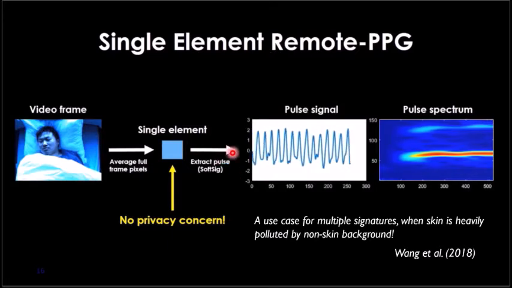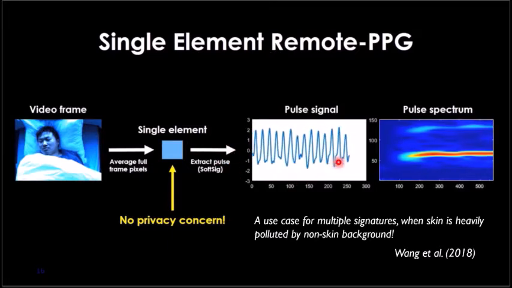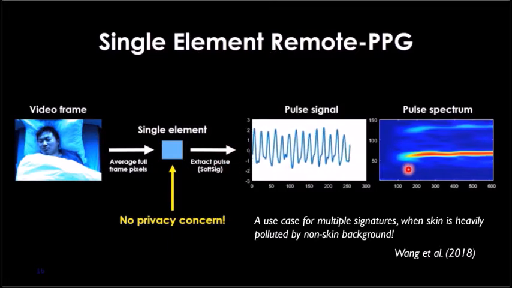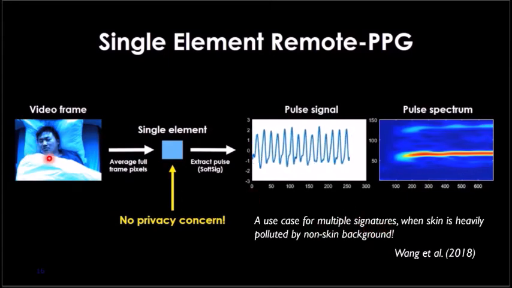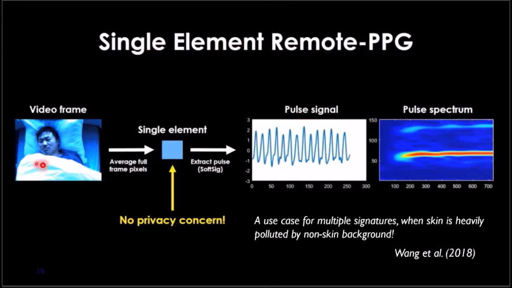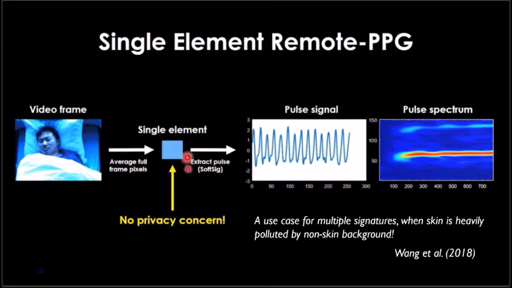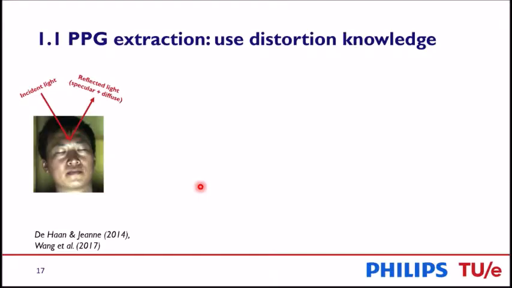And then from the single element, we can use the multiple signatures to do the extraction. The reason to use multiple signatures is because the skin pixels are heavily polluted by non-skin pixels during the combination. And then after using the PPG knowledge, we also think about if we can use the distortion knowledge.